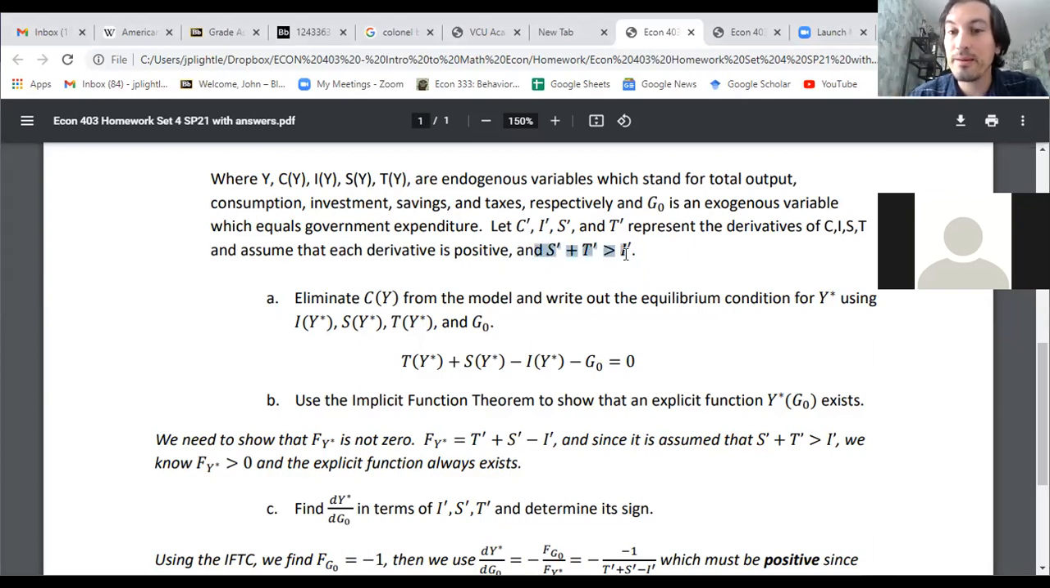S prime plus t prime is greater than I prime. What does that tell you? That tells you that this part here, t plus s, is greater than this part, I prime, in absolute value. That means the whole thing is positive. You have a larger positive number than this negative number, so the whole thing has to be positive. You don't really care that it's positive, but you do care that it's not 0. So try to remember that.